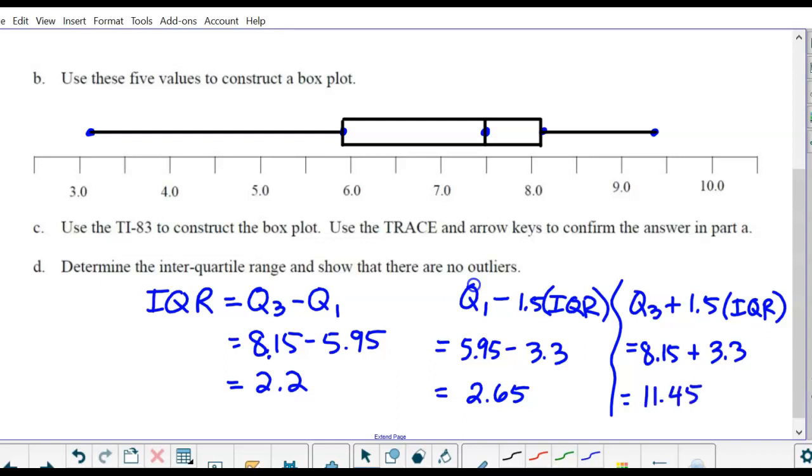Okay, so if you take a look on our graph, 2.65 would be, that would be 2.5, it would be here. And there's nothing there, so there's no outlier at the beginning. And 11.5 would be up here, or 11.45, and there's nothing up there. So there are no outliers in this set of data.